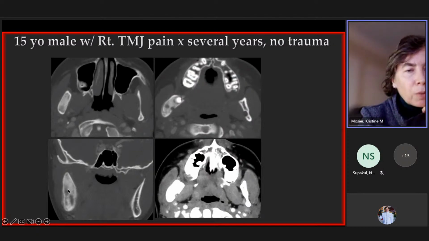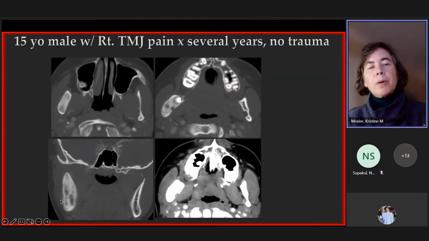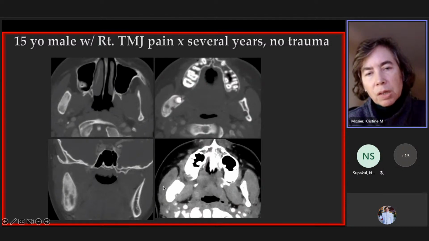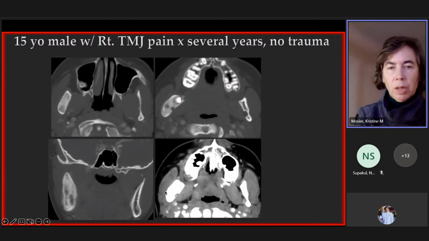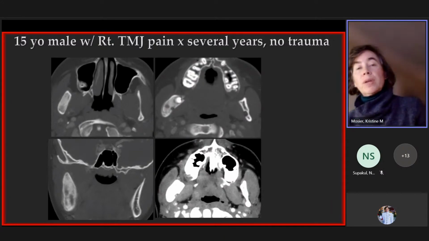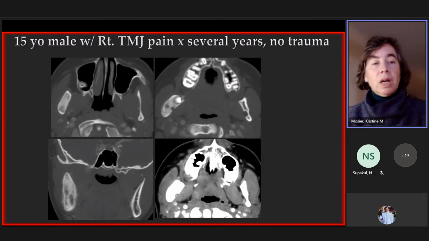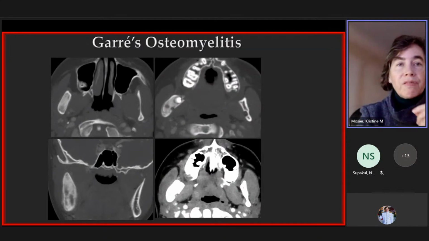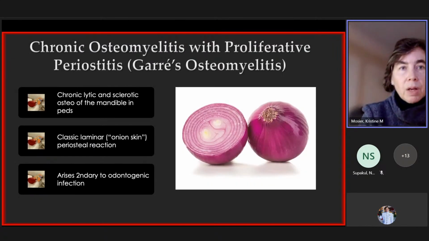And on our coronal reformats, again, we see multiple lytic areas within this enlarged condyle, but we also notice that there's periosteal reaction, and I think you can see this both on the coronal, on the buccal and lingual aspects. We just kind of layered a periosteal reaction there. And if we look on our soft tissue windows here, we see that there is edema within the overlying masseter muscle. So clearly this is not an internal derangement or degenerative joint disease. This is obviously a pathologic osseous process within the mandible itself. And this is in fact Garré's osteomyelitis.